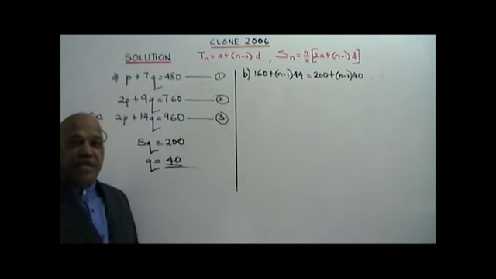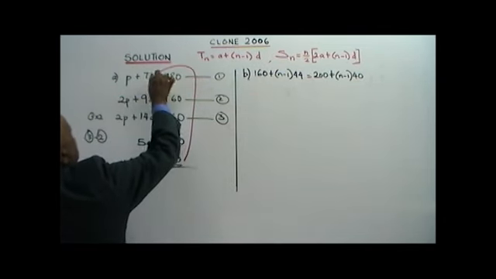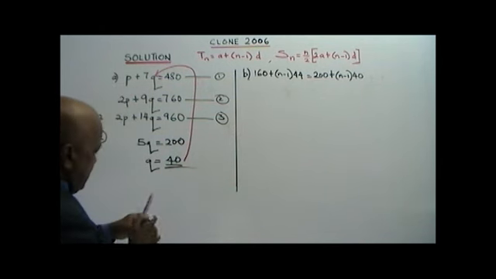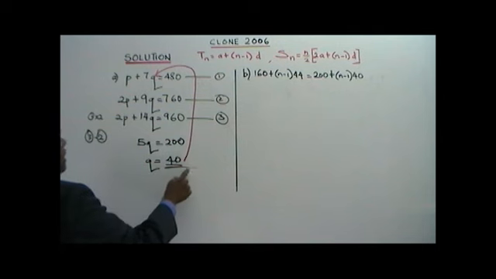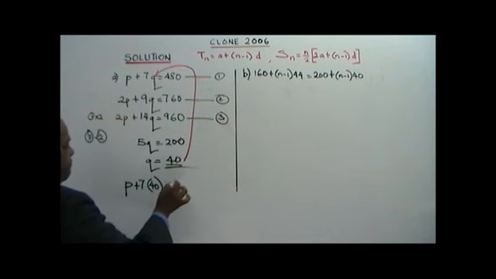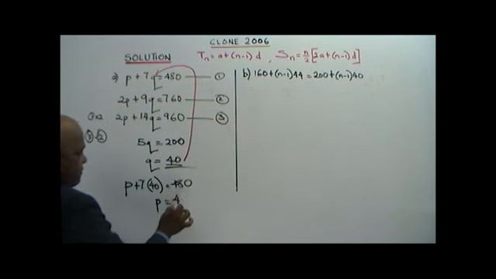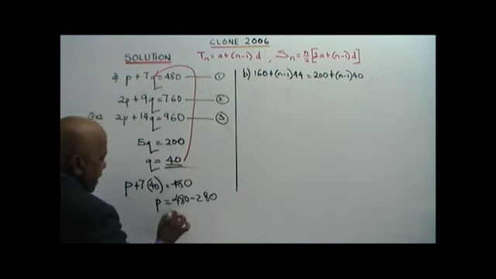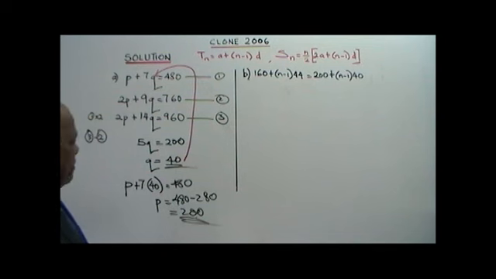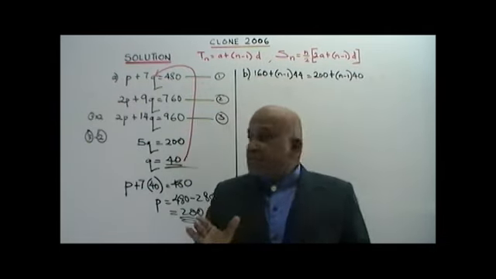Now we are supposed to find the value of P. So what we do, we take this value and substitute here. By substituting Q equals 40 into equation 1, we have P plus 7 times 40 equals 480. 7 times 40, 280. Therefore, P is equal to 480 minus 280 equals 200. That is your answer for P. Therefore, P is equal to 200, Q equals 40. That is part A.